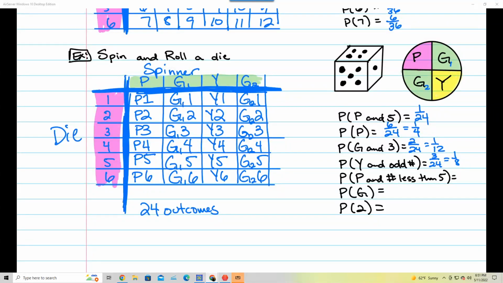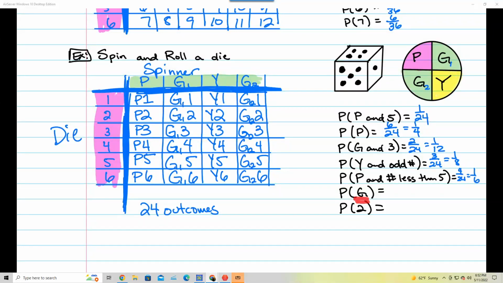Next one is the probability that it's pink and it needs to be less than 5. So here are my pink ones, but I only want the ones that are less than 5. So that means I don't want that one and I don't want that one. But these are the ones that are less than 5. That means I have 4 of those things. This is going to be 4 out of 24, which ends up being 1 out of 6.